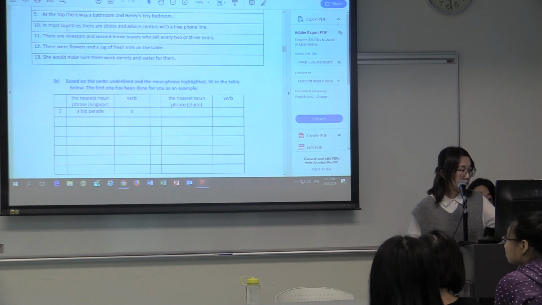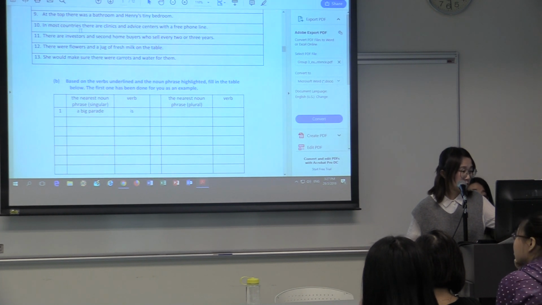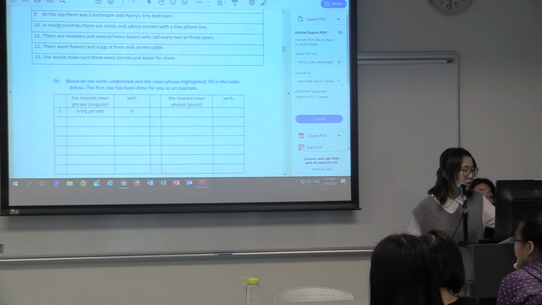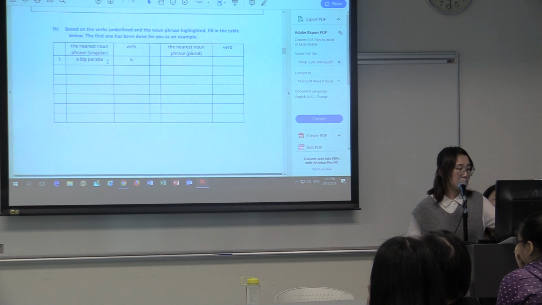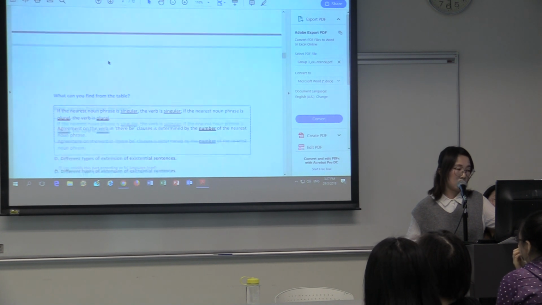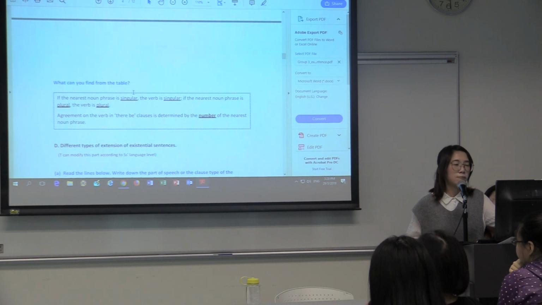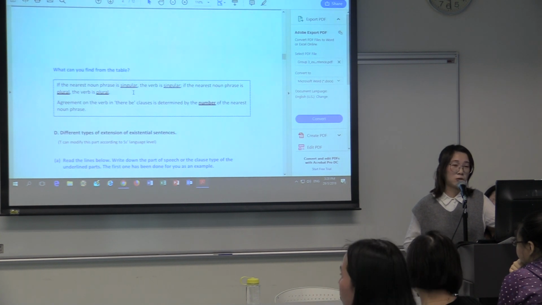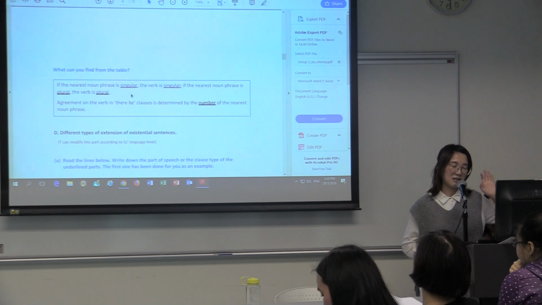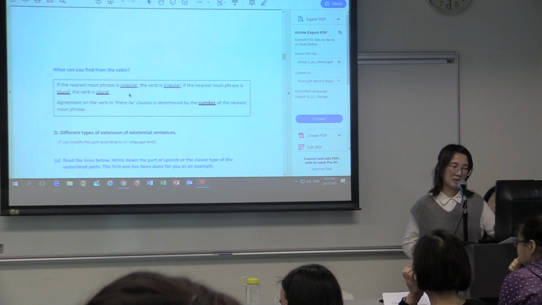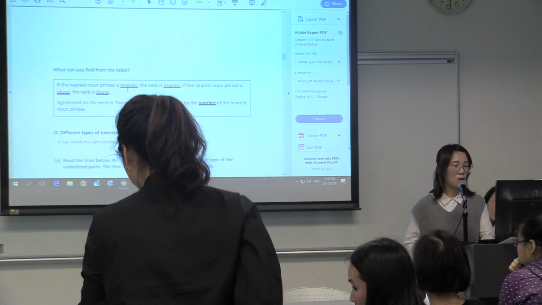Then after they find these sentences, the verb and the noun phrases, they fill in the table. And they might also find some general rules, because in informal contexts, subject-verb agreement in existential sentences is not always like this.